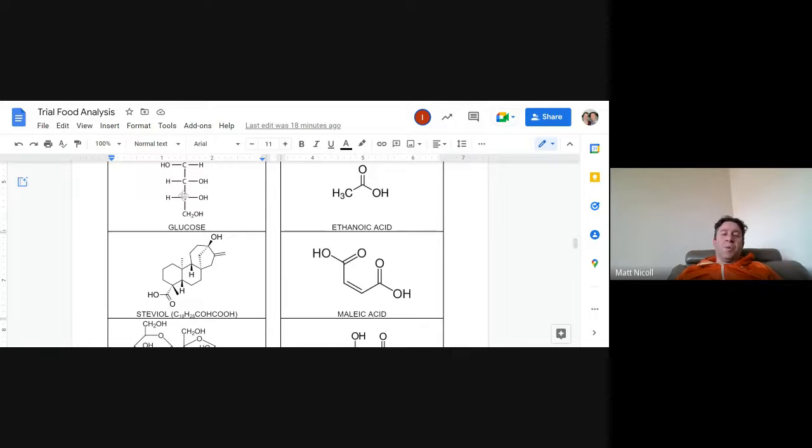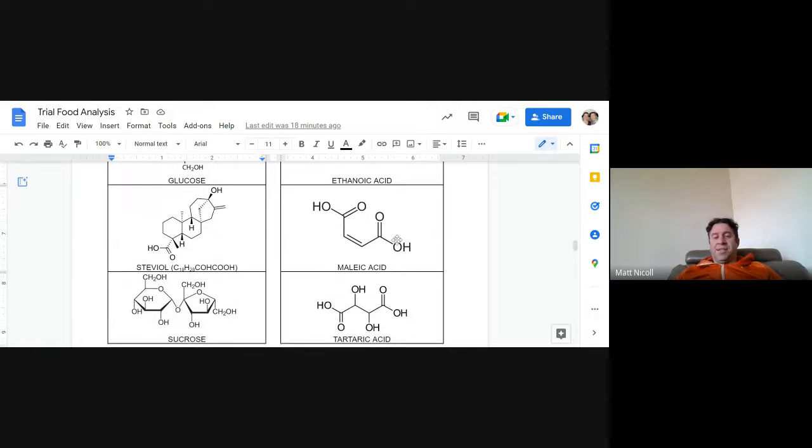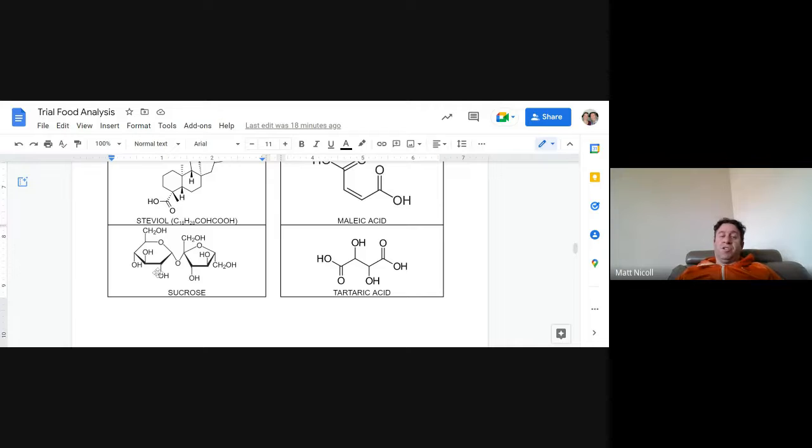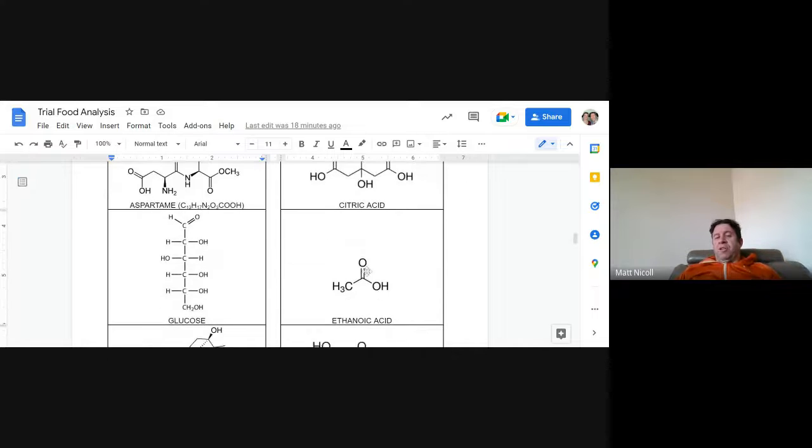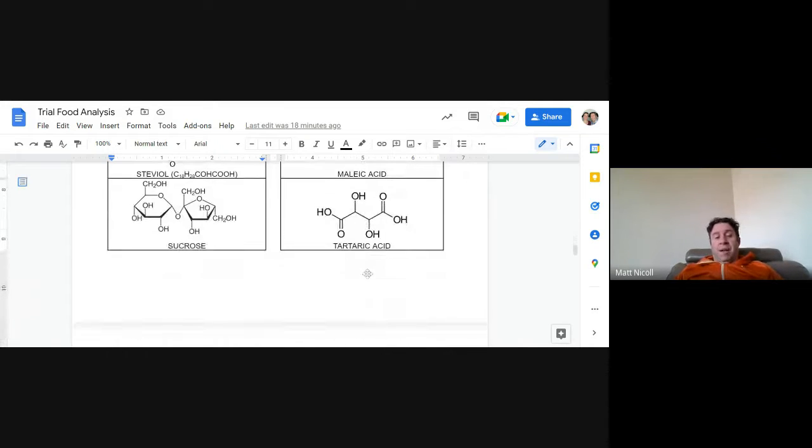We know glucose is sweet. We know vinegar is sour. We know steviol is a sweetener, which we should anyway, and malic acid is a food acid, so it's sour. Sucrose, we should know, is sugar, so it's sweet. Tartaric acid is from tart fruits like lemon, so again, it's really sour. So there's a bit of a theme going on in there, but your research will confirm that.